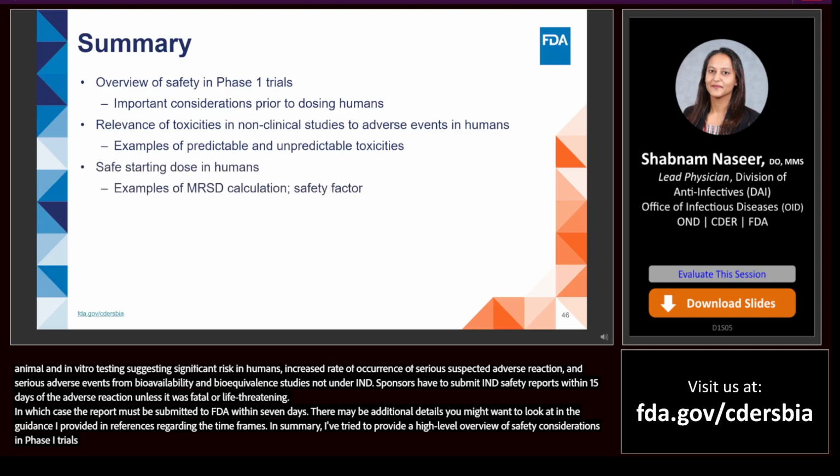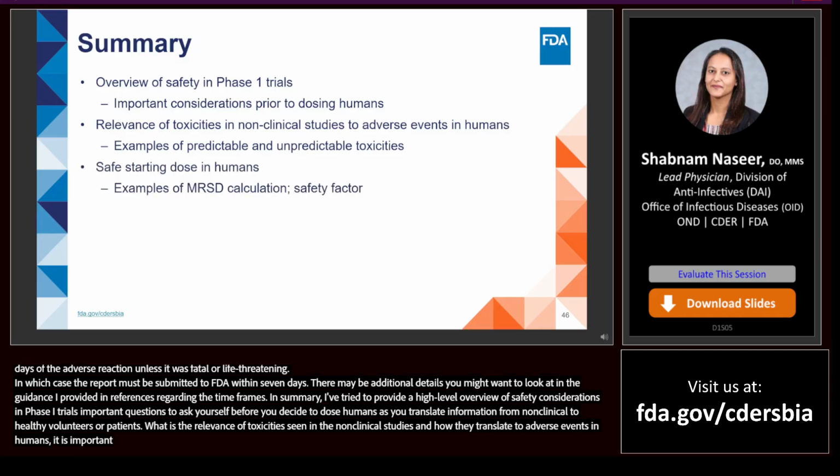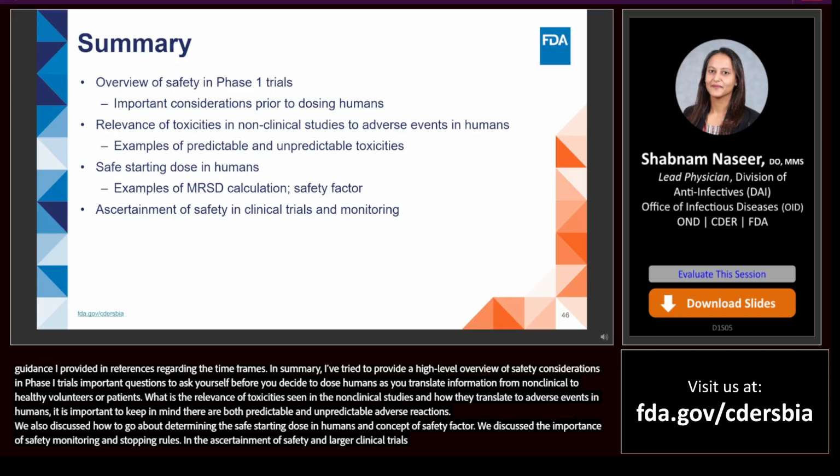It's important to keep in mind that there are both predictable and unpredictable adverse reactions. We also discussed how to go about determining a safe starting dose in humans and the concept of the safety factor. We next discussed the importance of safety monitoring and stopping rules, and the ascertainment of safety in larger clinical trials, and some important regulatory definitions of adverse events and monitoring.